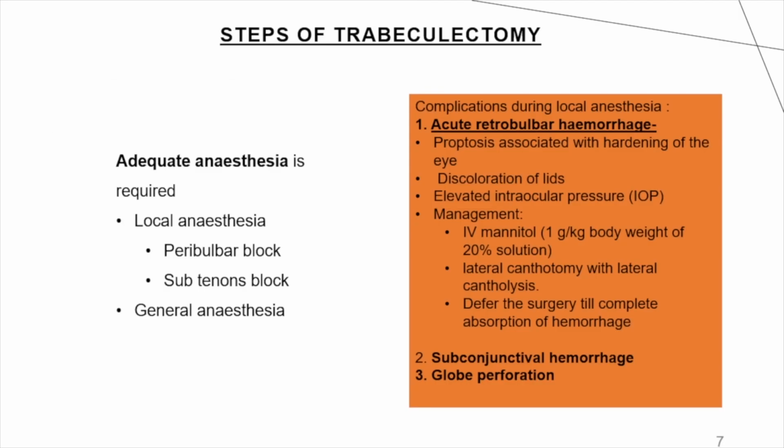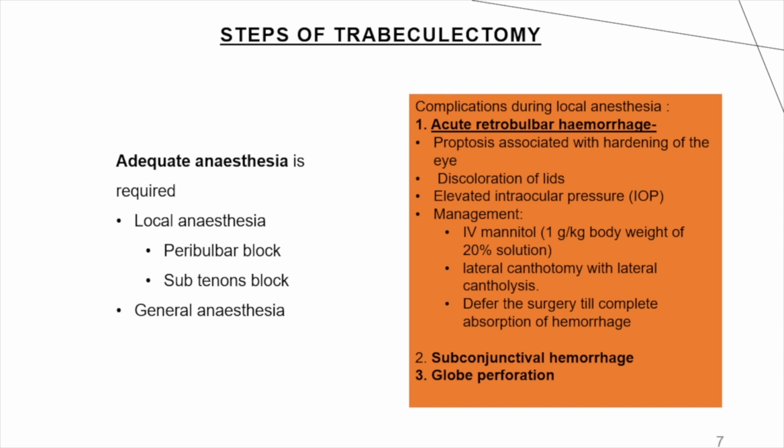On the steps of trabeculectomy, adequate anesthesia is required. It can be done under local anesthesia as well as general anesthesia. Usually the trabeculectomy is performed under peribulbar anesthesia. The complications that can occur during local anesthesia are acute retrobulbar hemorrhage, subconjunctival hemorrhage, or a globe perforation. In acute retrobulbar hemorrhage, there may be proptosis associated with hardening of the eye, discoloration of the lids, and elevation of the intraocular pressure.